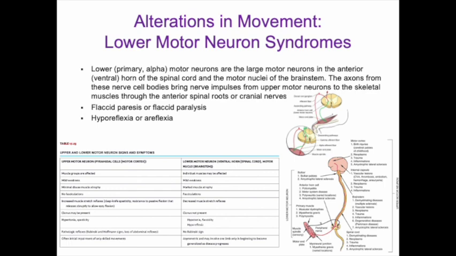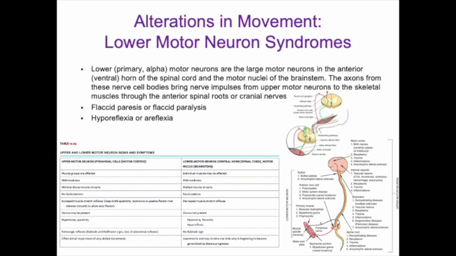The lower motor neuron syndromes, these are the large motor neurons in the anterior horn of the spinal cord and the motor nuclei of the brainstem. And you will see the axons from these nerve cells bringing these impulses from upper motor neurons to the skeletal muscles through the anterior spinal roots or the cranial nerves. Lower motor neuron syndromes will impair the voluntary and involuntary type movements, and the degree of paralysis or paresis is proportional to the number of lower motor neurons that are being affected.